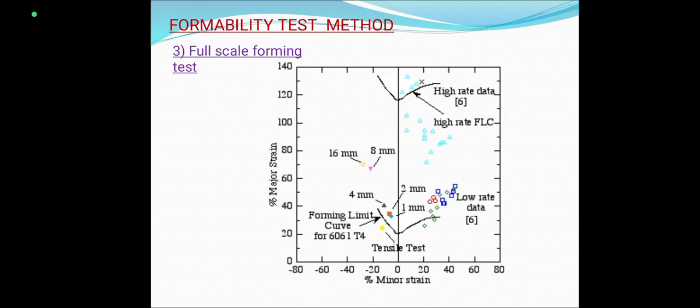This is the full scale forming test. When the forming test is carried out, the material removal and the metal deformation shapes of the metal sheet are observed. Where there are high strain rates or low strain rates, the higher major strain and the lower minor strain that have been created are easily identified in this method. So this is the formability test method.